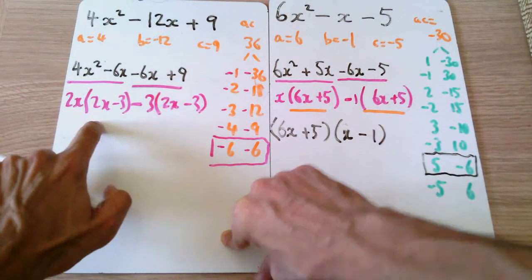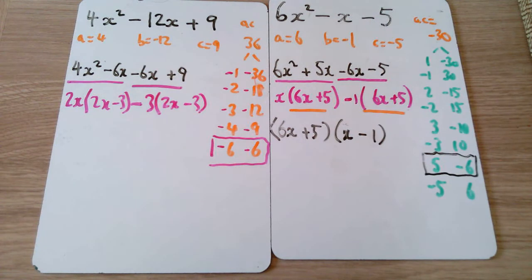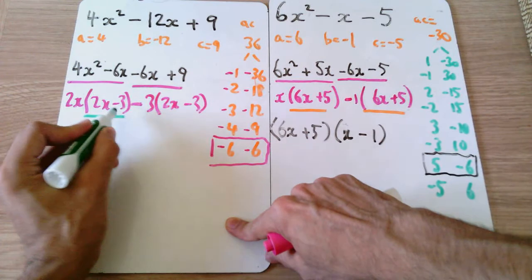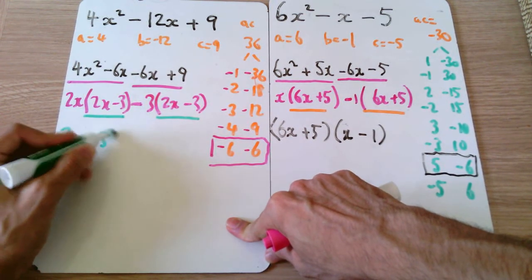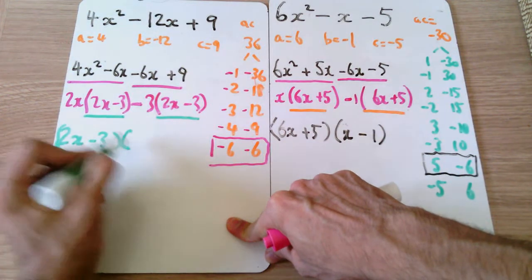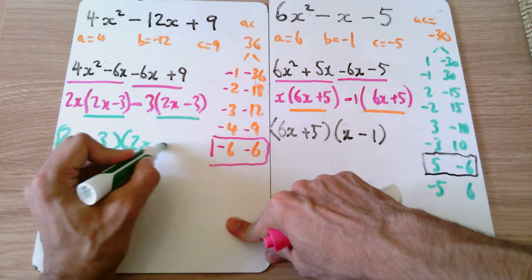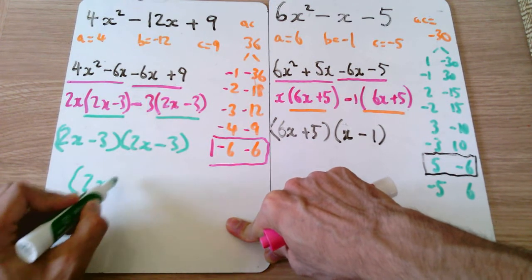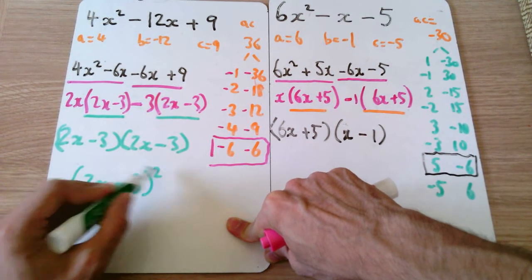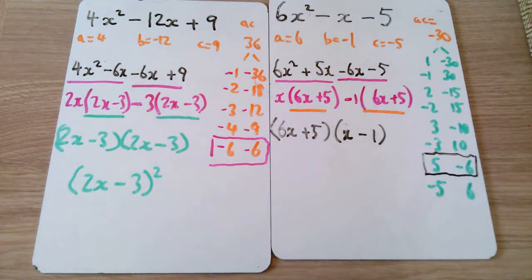We now have the same factor over here and over here. So once again, we underline those two common factors, giving us 2x minus 3 and also 2x minus 3. Now, if I want to, I could actually write that as 2x minus 3 squared, but it doesn't matter. It's just showing how else we can write this, because we are simply multiplying 2x minus 3 by itself.